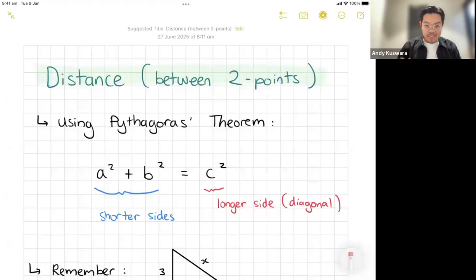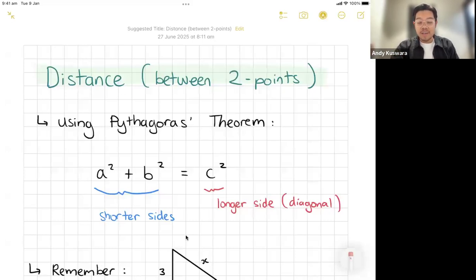So today's topic, we are talking about distance between 2 points. We've talked about midpoint. Now we're talking about the distance. What we're going to use is Pythagoras's theorem. That is something that we've learned last year, but you will use it again. I'll keep it nice and simple for you guys. Just remember a squared plus b squared equals c squared.